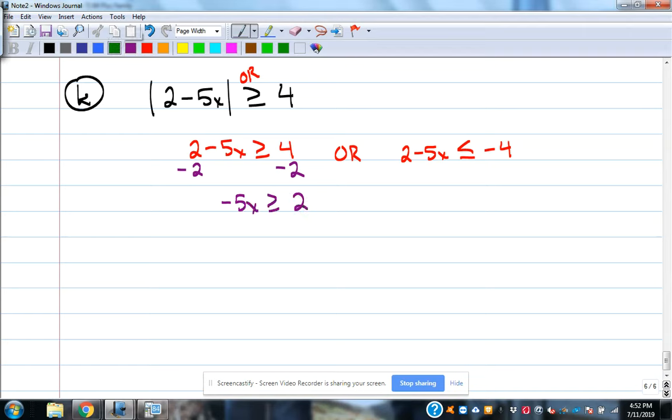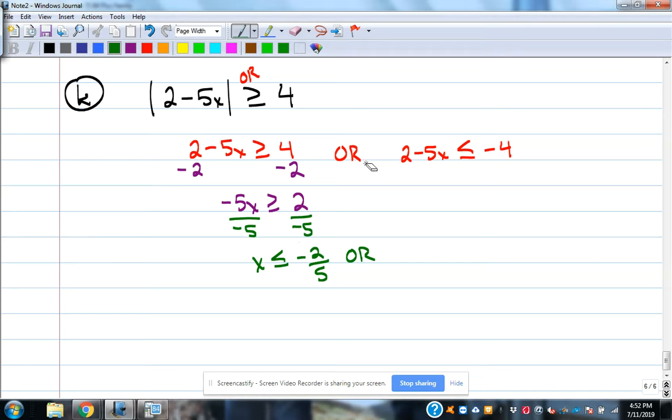And then here's the thing that sometimes catches us on an inequality. To solve this one, we've got to divide by negative 5. Anytime we divide by a negative when we're solving inequalities, we have to flip the symbol. So that flips around to less than or equal to negative 2/5. It doesn't change the fact that this is an or problem. That hasn't changed. It's just changed the way that symbol looks.